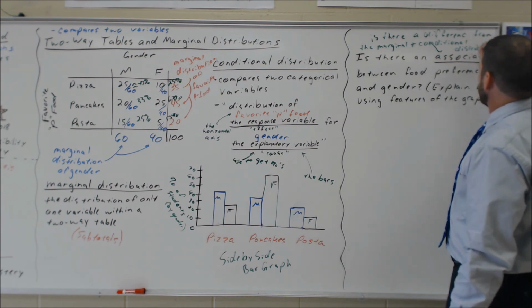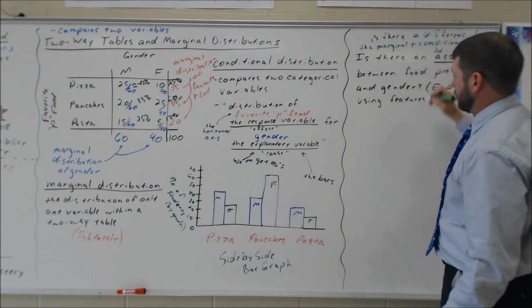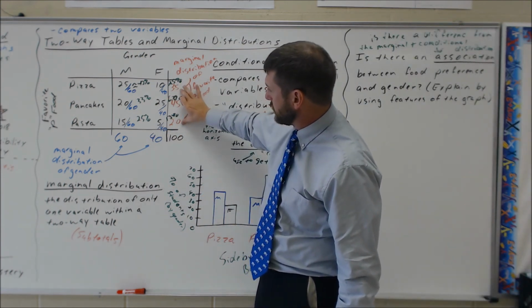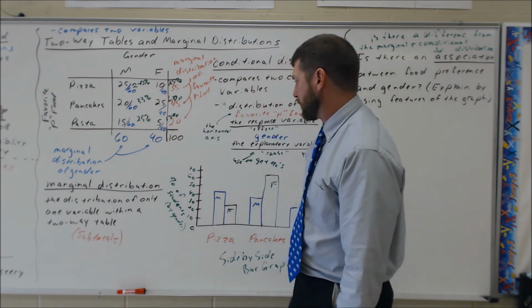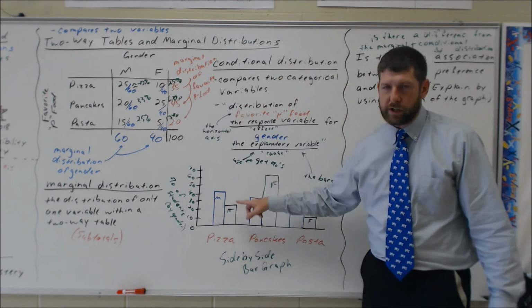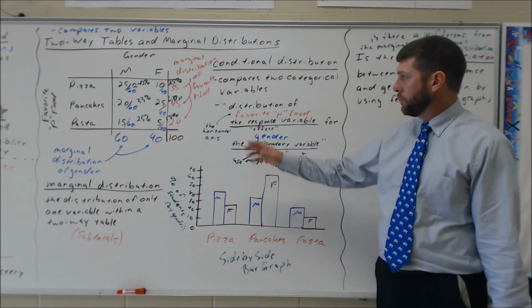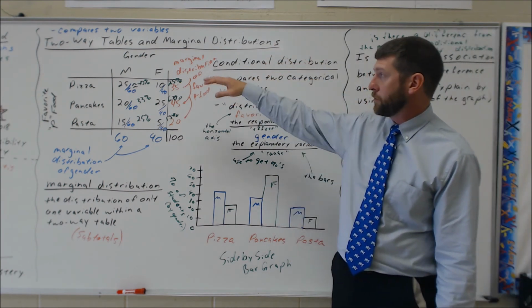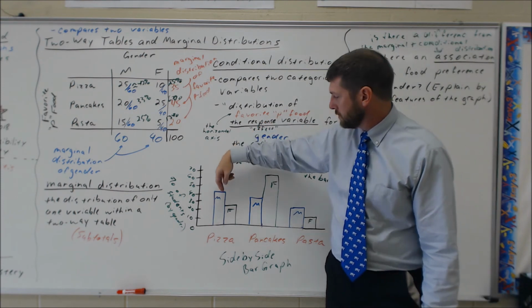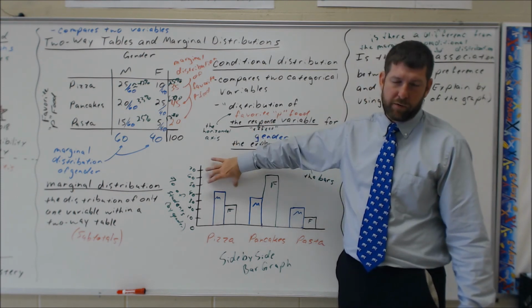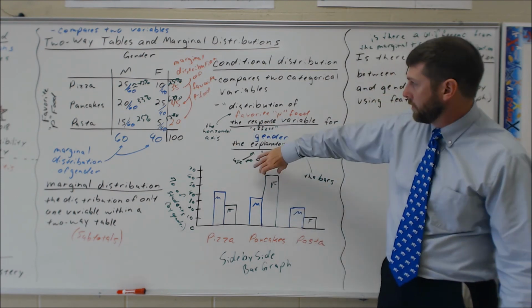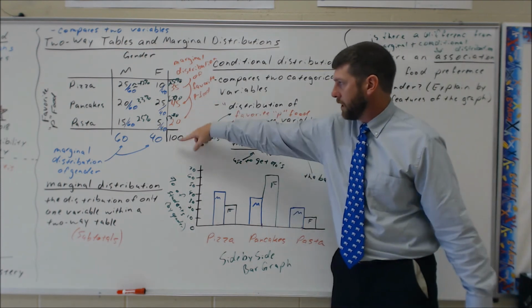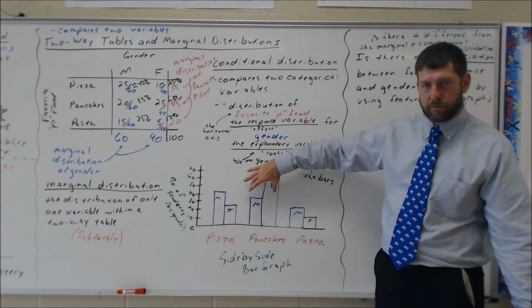Is there a difference between the marginal and conditional distributions? Do these percentages look different than those percentages? Another way we can see that is to look at your side-by-side bars. If there was really no difference between male and female pizza preference, the males and females would both like it at 35%. The bars would look the same. The males and females would both look like pancakes at 45%. That's 45 out of 100. The bars would be the same.